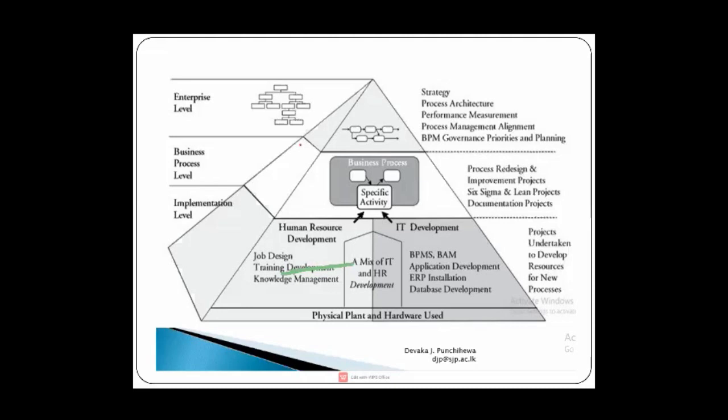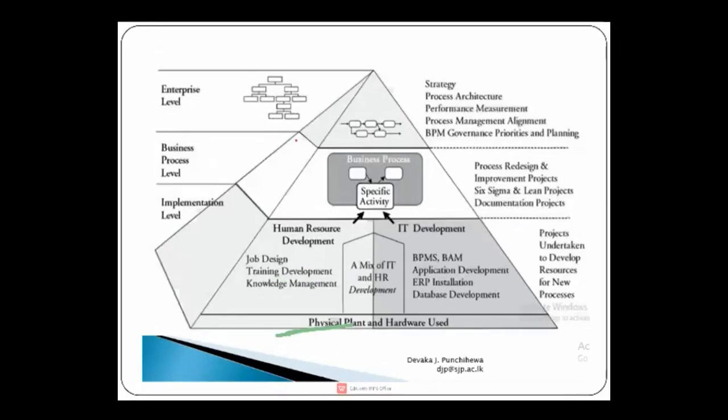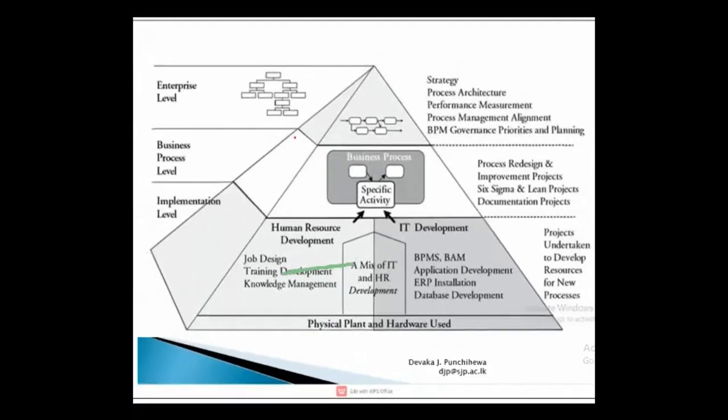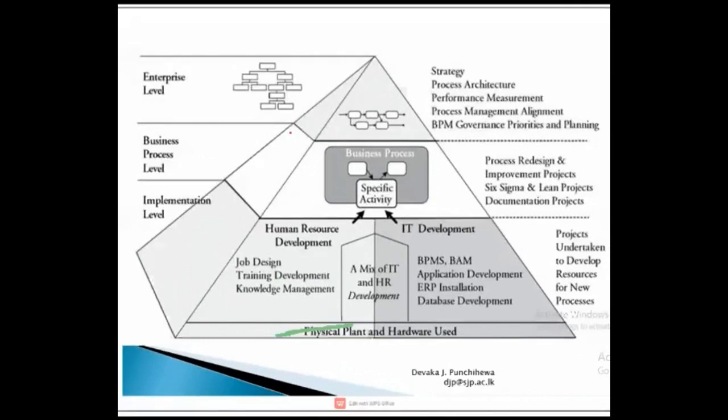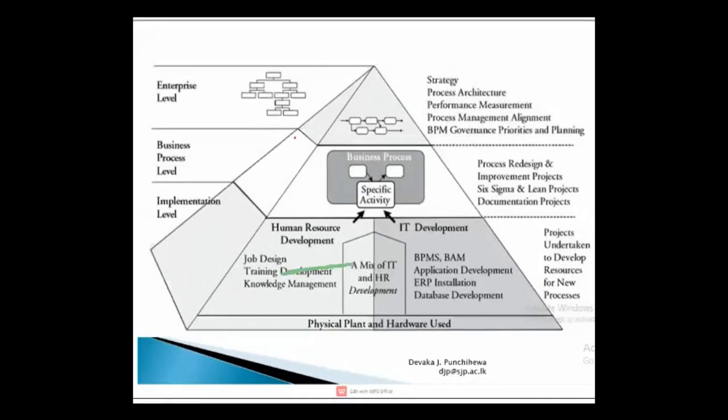When we transit from the traditional organization structure to the new, more process-oriented one, this is how it looks. Here, the enterprise level, what do they do? We have listed some. The highest level managers formulate the strategy. We talked about the strategy at the beginning, in order to achieve organization goals and objectives.